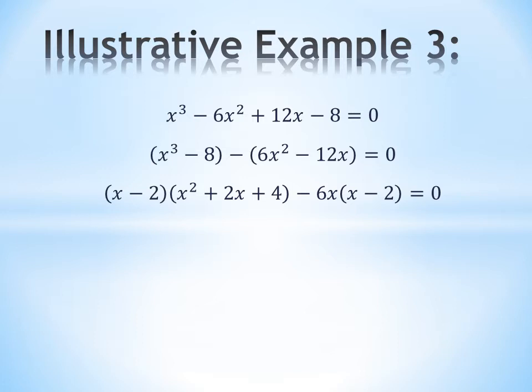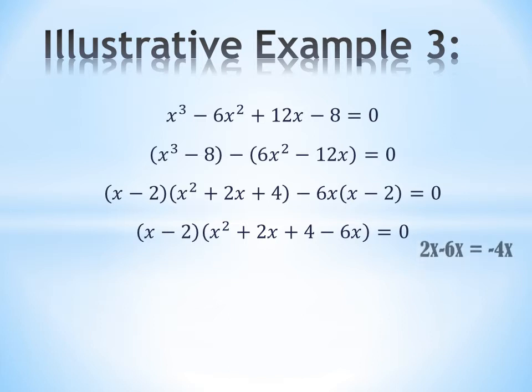factoring out the common factor for the group term 6x squared minus 12x, which is 6x, we have negative 6x times x minus 2 equals 0. We have a common factor which is x minus 2. So our next equation would be x minus 2 times x squared plus 2x plus 4 minus 6x equals 0.